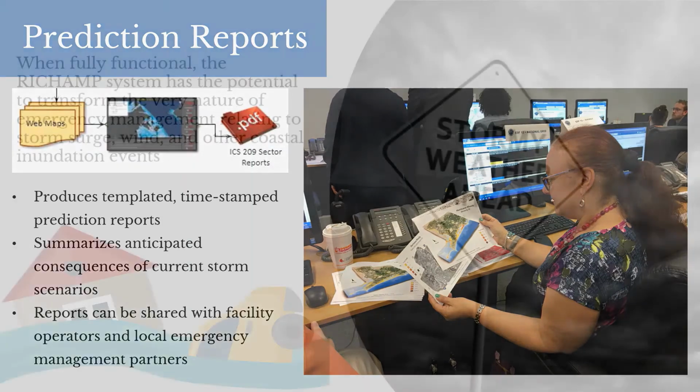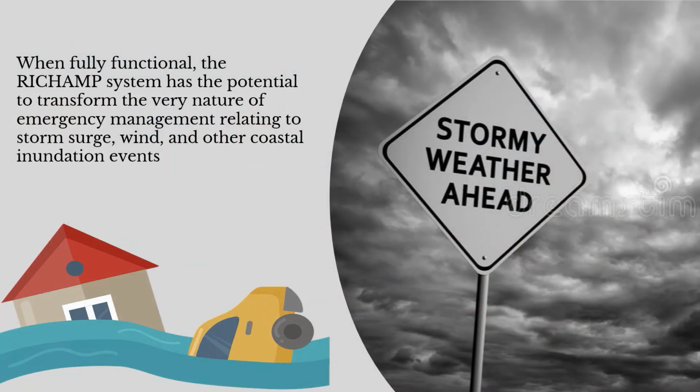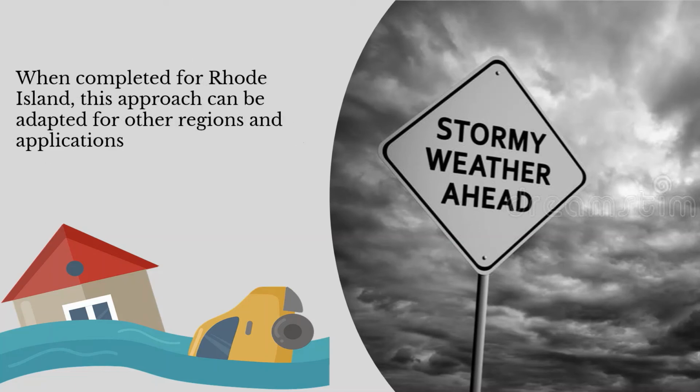Once fully operational, the RICHAMP system has the potential to transform the very nature of emergency management relating to storm surge, wind, and other coastal inundation events. This project has introduced capabilities that have long been sought but have never been feasible due to limitations in storm modeling and GIS data systems. When completed for Rhode Island, this approach can be adapted for other regions and applications.